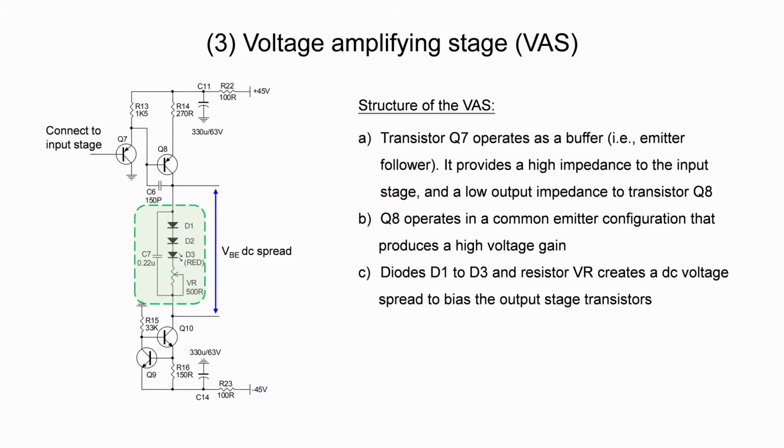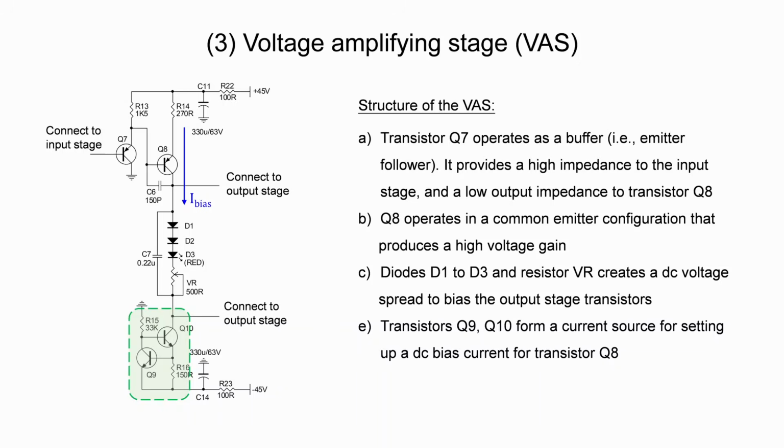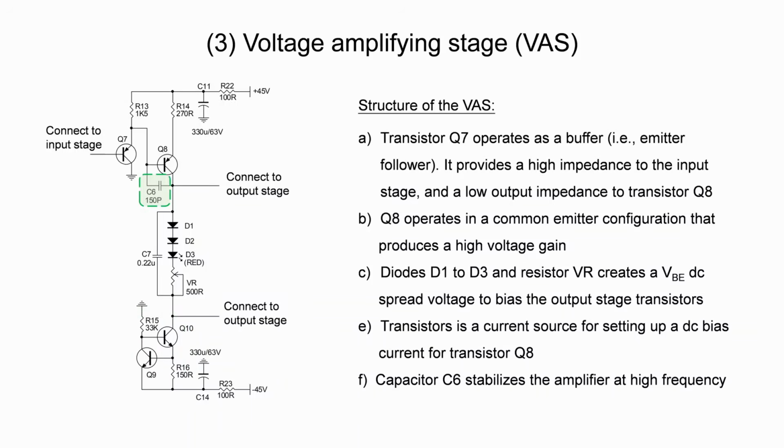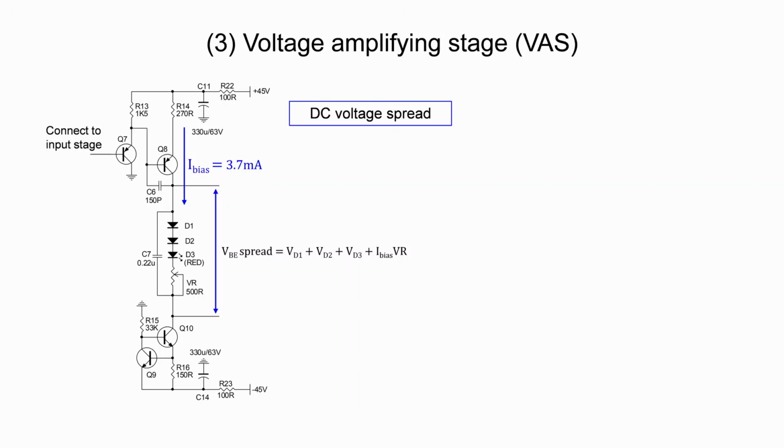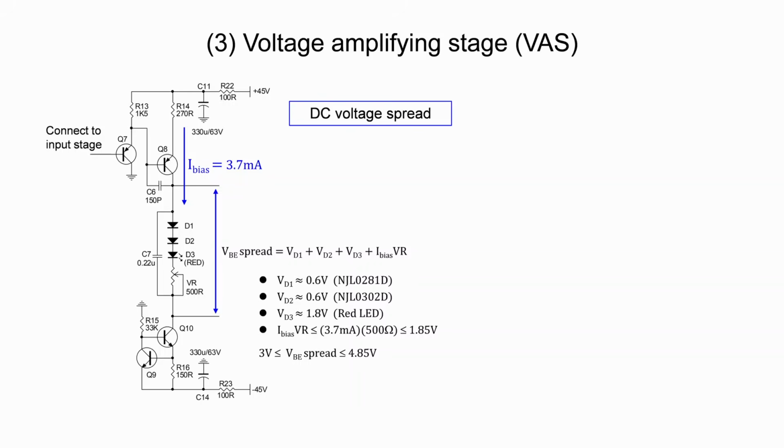Diodes D1 to D3 and resistor VR create a DC voltage spread so as to bias the output stage transistors. Transistors Q9 and Q10 form a current source for establishing a DC bias current for transistor Q8. Capacitor C6 stabilizes the amplifier at high frequency. The expression for the DC voltage spread is given here. Given the estimated diode forward voltages, the DC voltage spread varies from 3 volts to 4.85 volts.